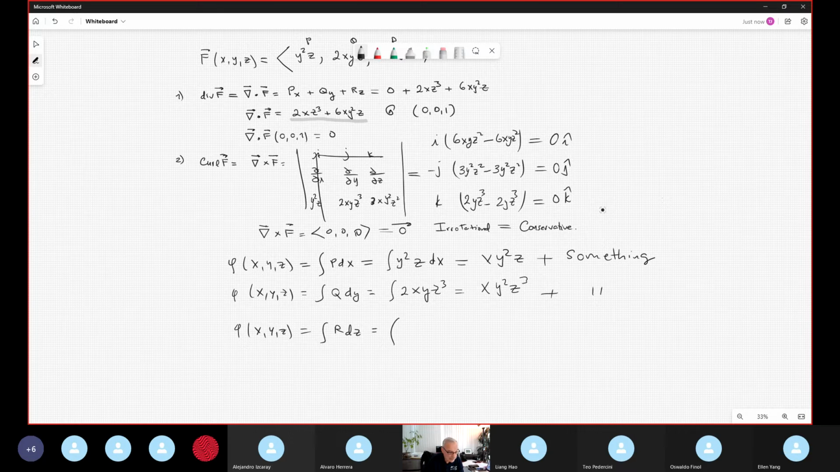And the last one is the antiderivative of R. Who is R? R is 3xy squared z squared dz. Okay, this is the antiderivative. So it's z cubed divided by 3, the 3 is cancelled, so we have x y squared z cubed.